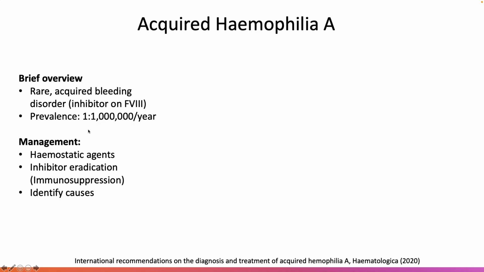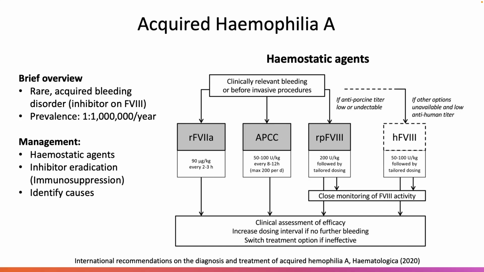It's not common. Management generally involves three main domains: a hemostatic agent to stop the bleeding; eradicating the inhibitors by giving immunosuppression; and the third one is to identify the cause. So how do we give a hemostatic agent? This is based on the literature. You can give recombinant factor VII and APCC, and this patient was given both, based on the respective doses, and then we assess the patient.